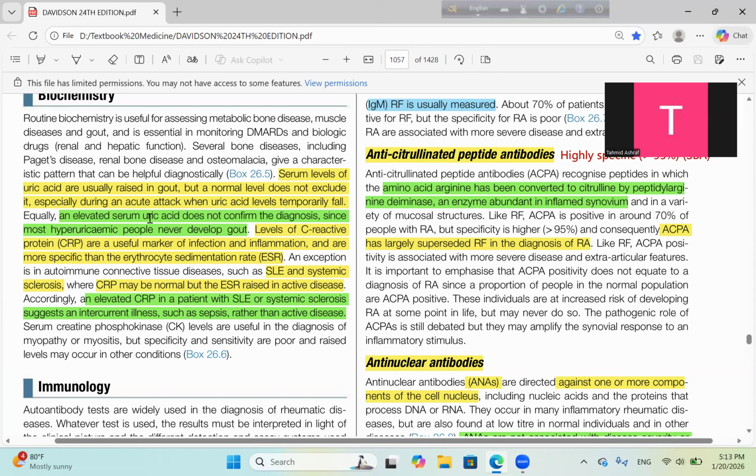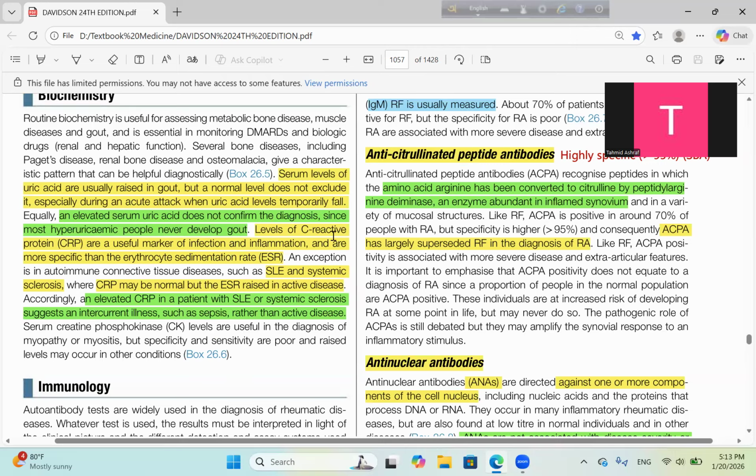Equally, an elevated serum uric acid does not confirm the diagnosis of gout. So here is another aspect. Anyone whose uric acid level is increased doesn't mean that he is suffering from gout, since most hyperuricemic people never develop gout. So most of the patients who have hyperuricemia never develop gout. So this is an important line.